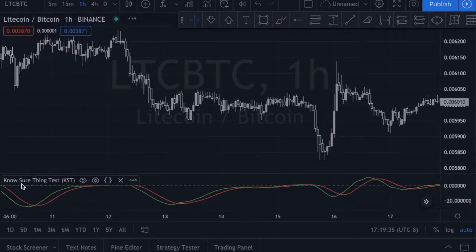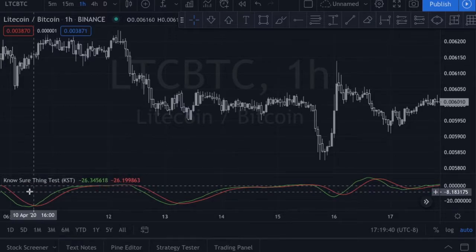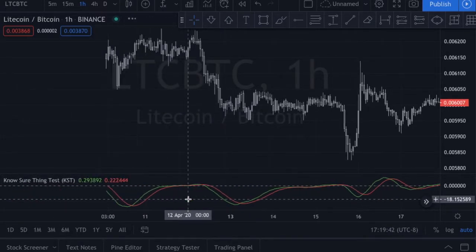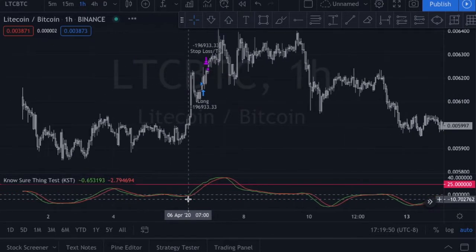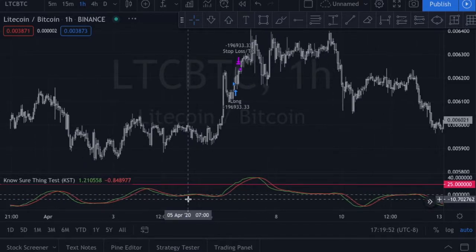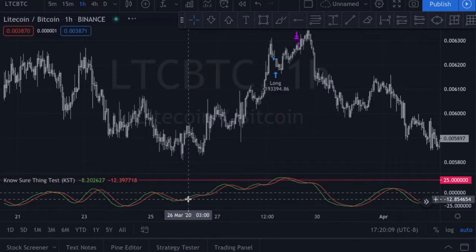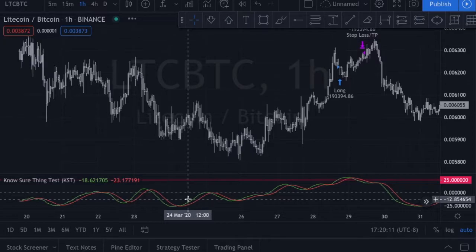Today we're going to be backtesting the KST, the Know Sure Thing. The Know Sure Thing has got a great name, so let's see if the indicator lives up to the hype. If you plan on using the Know Sure Thing, or if you're just curious to see the best way to use it, then you're in the right place. Stick around to the end of the video to find out the exact best way to use this indicator.